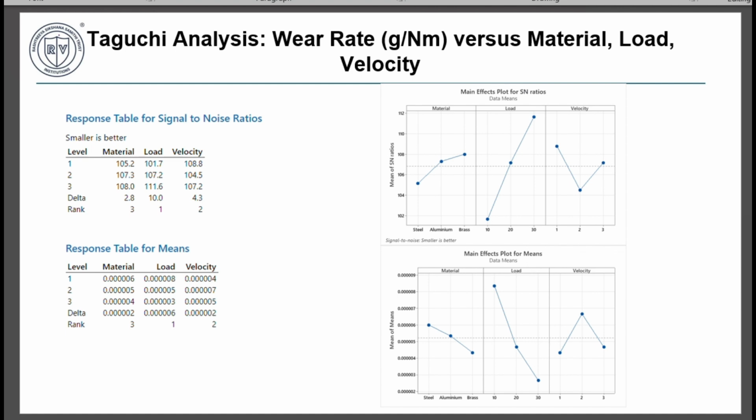Now we have done Taguchi analysis, wear rate versus material, load, velocity. Here is the response table for signal to noise ratios, where we used the smaller-the-better concept, and the graph for it, the main effect plots, is parallel to it. There is also a response table for means, and the graph for it is respectively on the side.